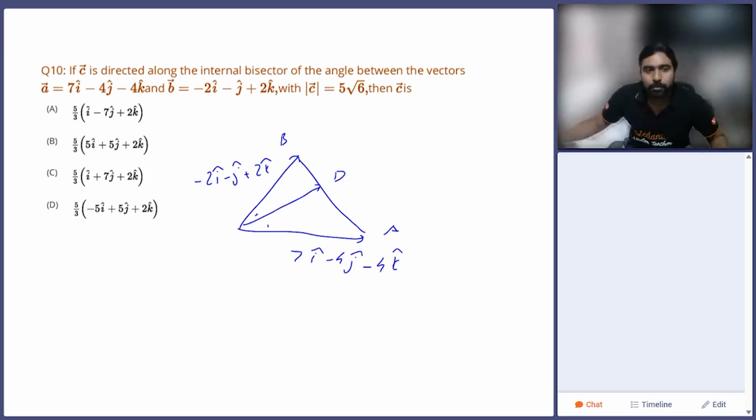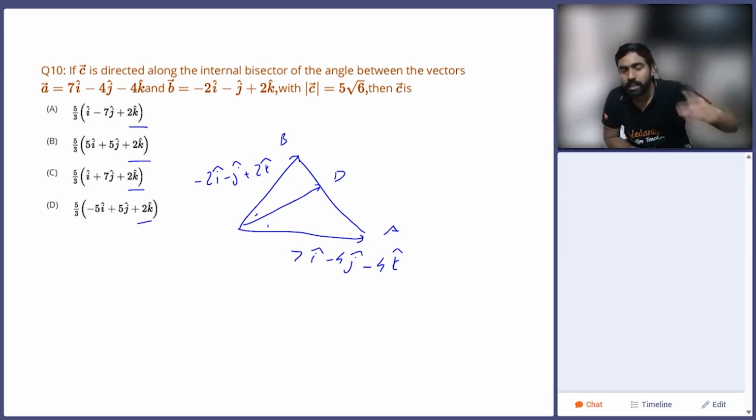The reason I'm doing this is I can look at all the options and none of the options are collinear. I hope you're able to see this. So the moment I get the direction ratios of the angle bisector, I don't care about the magnitude being equal to 5 root 6. Whichever one is collinear with the angle bisector, directly that's the answer. So always be on a lookout for such things. How do I get the angle bisector?